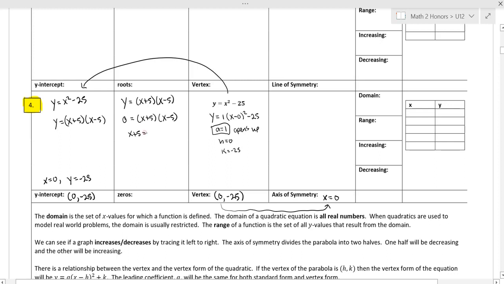Set each factor equal to 0. And we get two zeros, one at x equals -5 and one at x equals 5. Which means we get two x-intercepts, one at -5, 0, and one at 5, 0. So we have some points here, and so let's start graphing.